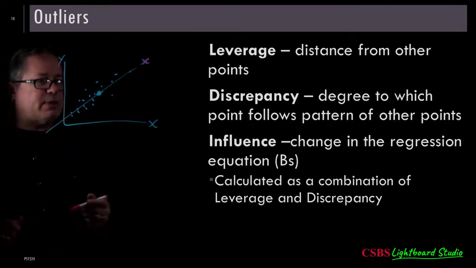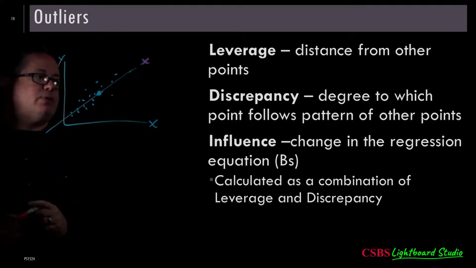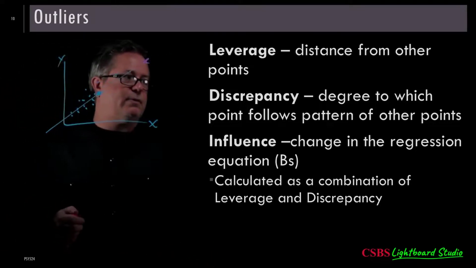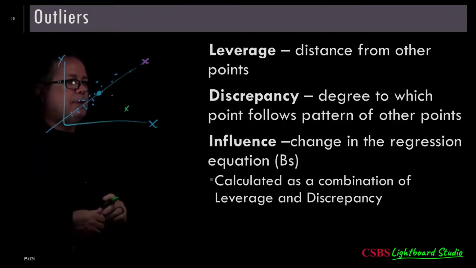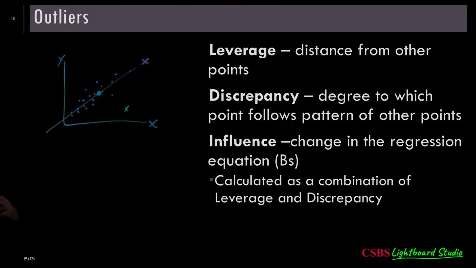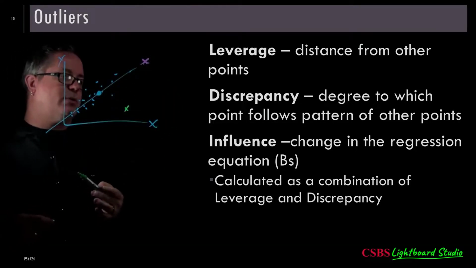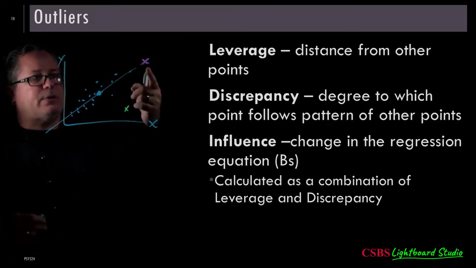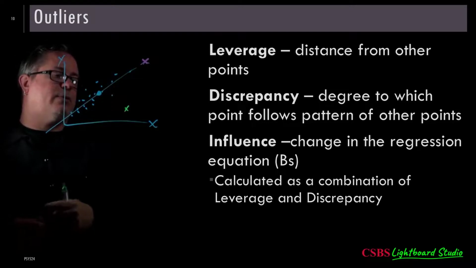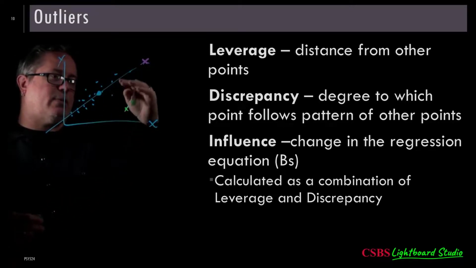Now, discrepancy has to do with the pattern of points. A point is discrepant if it goes against those points. So here's a discrepant point. It's not lining up on the line. This point has more leverage, and this point is more discrepant. But this first point is going to have very little impact on the slope. This one is going to have more of an influence because it's not lining up.